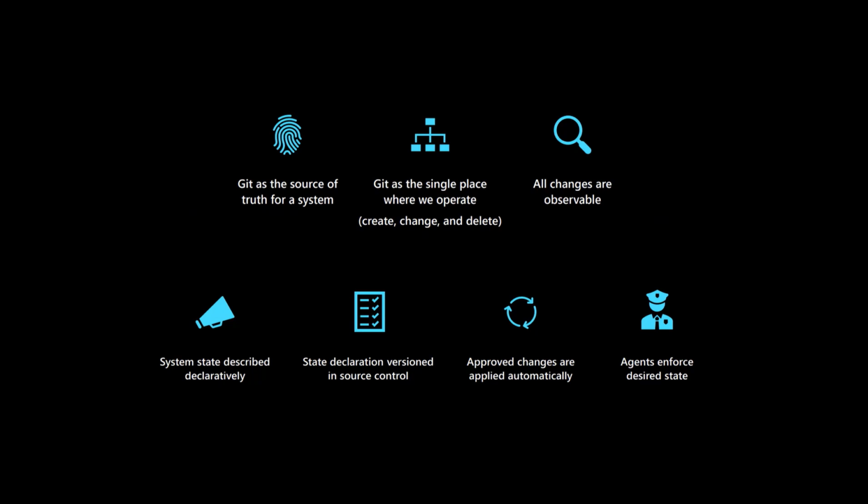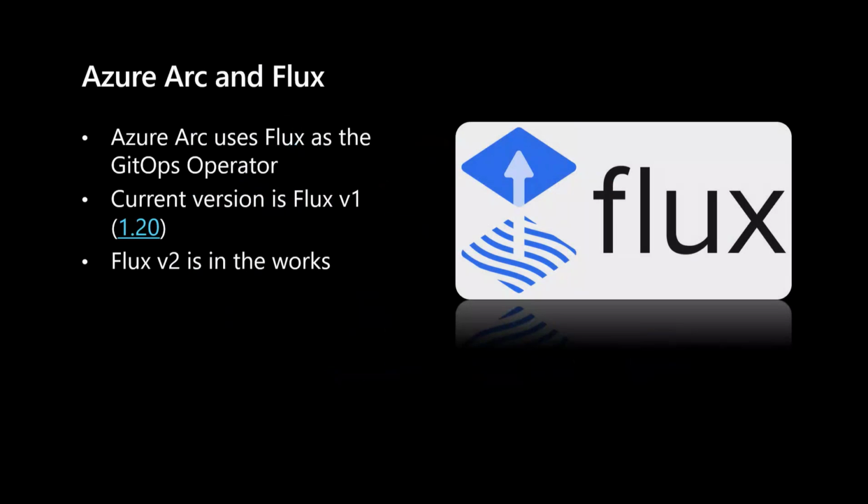So we have two things that we have to do. First of all, we need to have an agent deployed to the cluster. And secondly, we need to have a Git repo where we describe our desired state. Now, Microsoft could have said, well, we're gonna create our own system here to do GitOps. Other cloud vendors have done that, but they chose not to, which is actually a good thing.